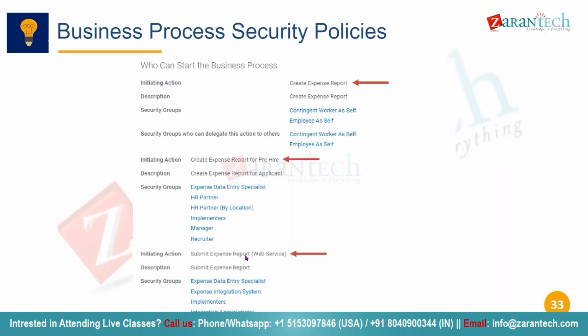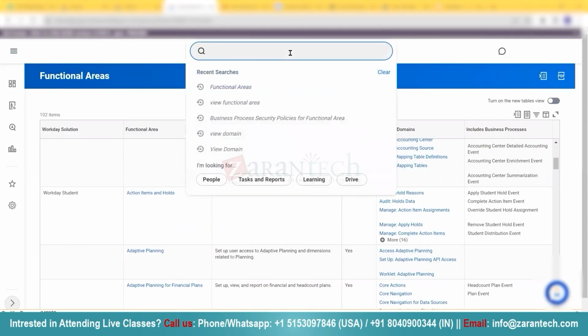Again, submit the expense report. Who are the security groups who can submit the expense report? If you can see here, for each business process we are defining who can initiate, who can submit, who can approve, and below that, although we don't have the screenshot here, if you view any business process policy, you can also see who are the security groups who have the access to approve, rescind, or cancel the transaction. So we define it based on each action for any kind of business process. First, you can visit the business process.